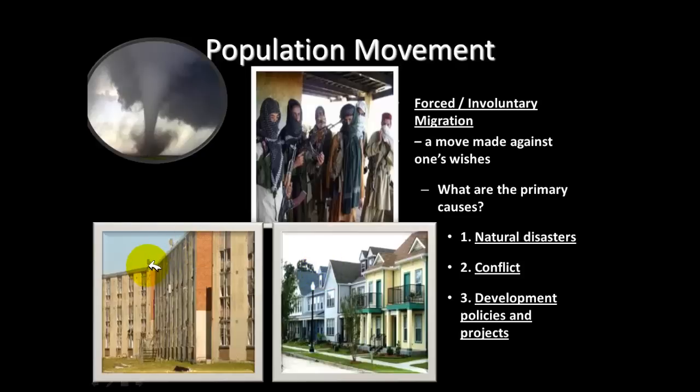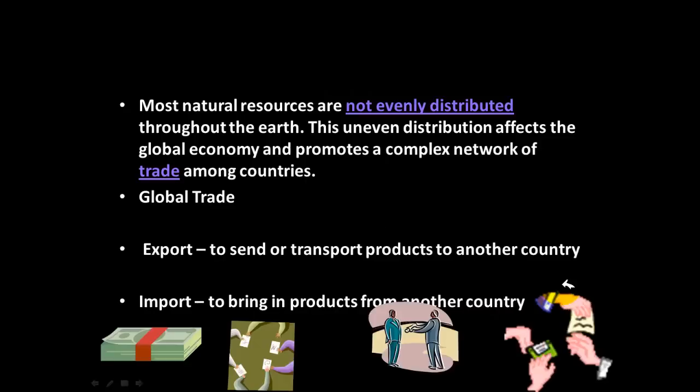Now, what did that do? Of the population that lived here originally, some were allowed to stay, a small percentage, about 25-30%. But what happened to the other 75-80%? They had to move. That is an example of development policies and projects causing population movement.